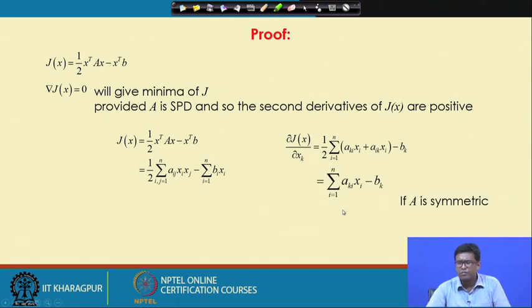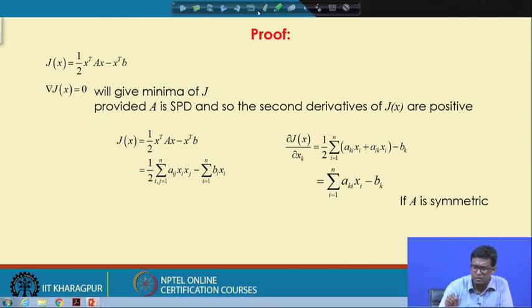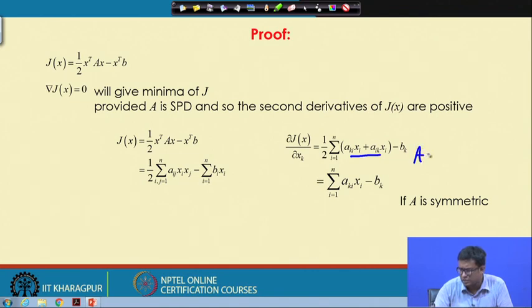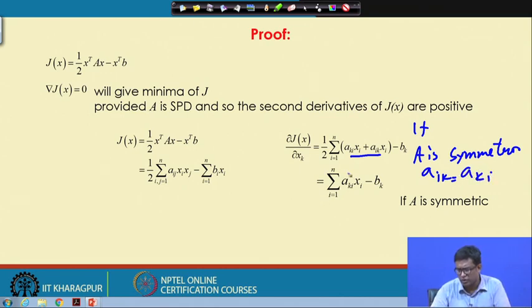Now, if A is symmetric, this has to be noted carefully. If A is symmetric, A_ik is equal to A_ki. So, this becomes the sum over i is equal to 1 to n of half of twice A_ki, so A_ki x_i, minus b_k.